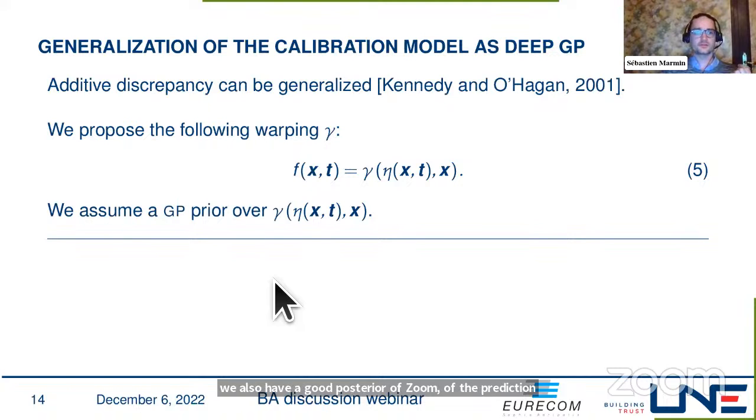So, the generalization of the calibration model using DGP: we proposed in the paper to write the natural phenomenon as a composition of the computer model and the input variable. It's more general, of course, because if we replace this warping gamma by the identity for the first variable plus a Gaussian process of the second variable, we would boil down to the original model. But now we have a more general model where we assume a GP prior on the warping.